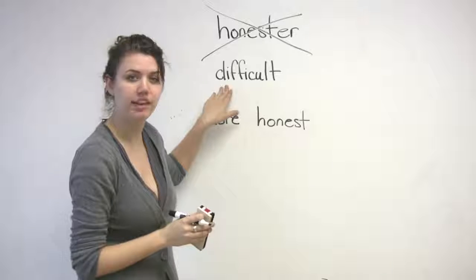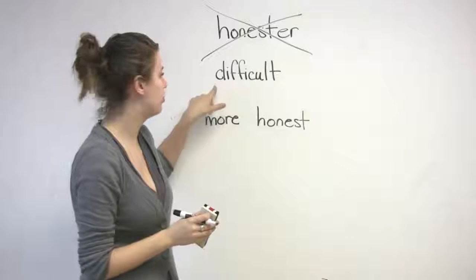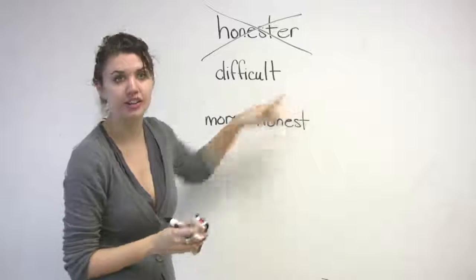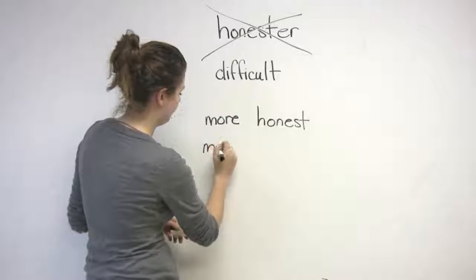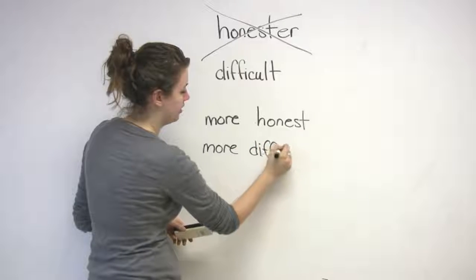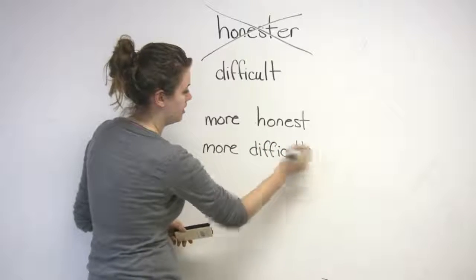Same with an adjective like difficult. Difficult is a three-syllable adjective, and we don't say difficulter, we say more difficult.